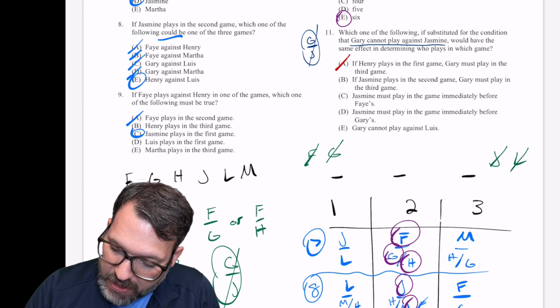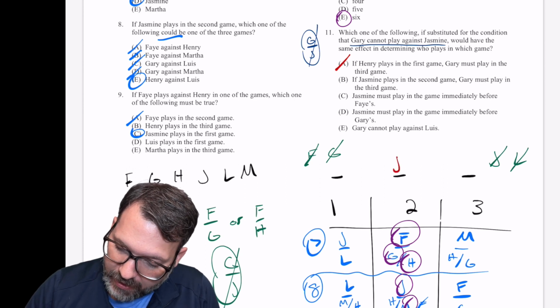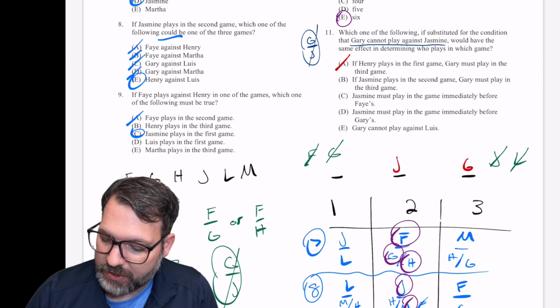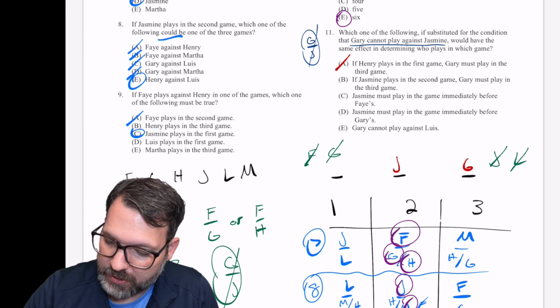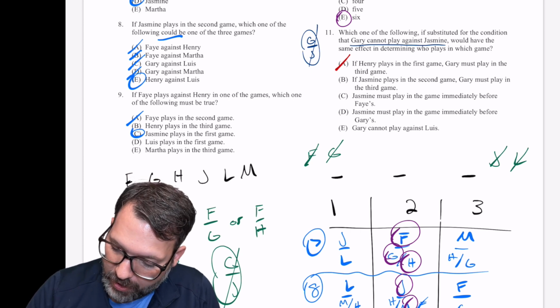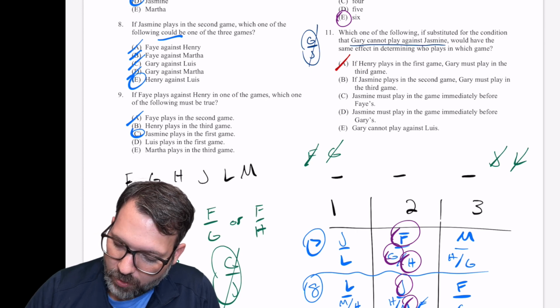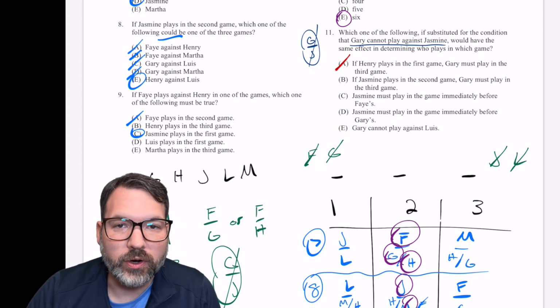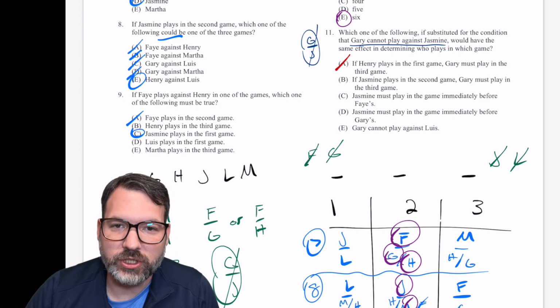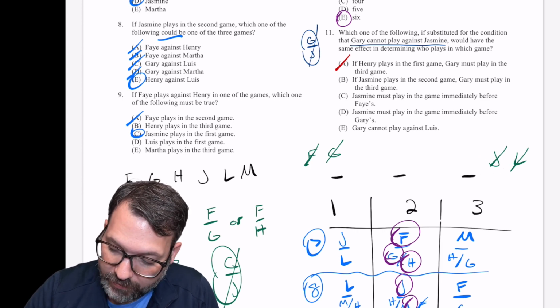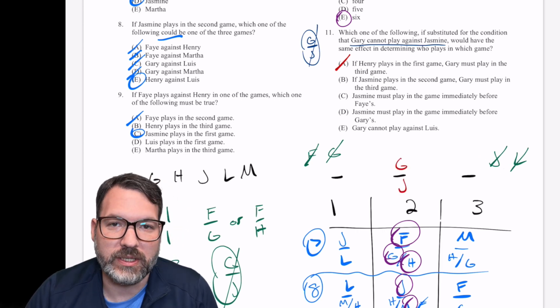so that's no good here. B, if Jasmine plays second, Gary must play third. Well, again, obviously, if Jasmine is second, that separates them, but can we get them together otherwise? Ooh, do you see the problem here? I do. So we already know that G can never go first, and what we're trying to do is get G and J together, but again, because J can never go third, that could only happen in slot 2.